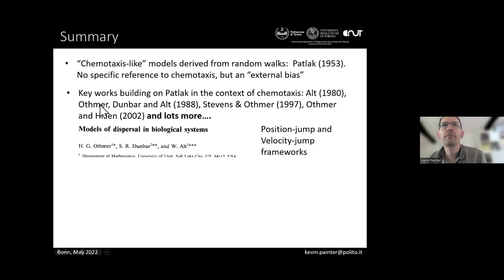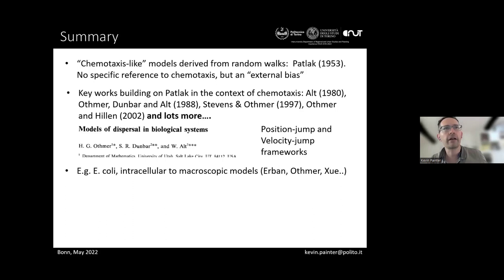I don't want to go into any more detail on that. The only other thing I want to highlight is what this has allowed, in the context of something like E.